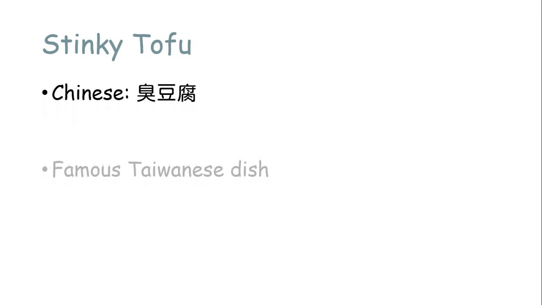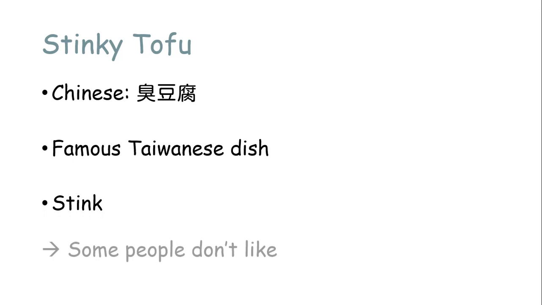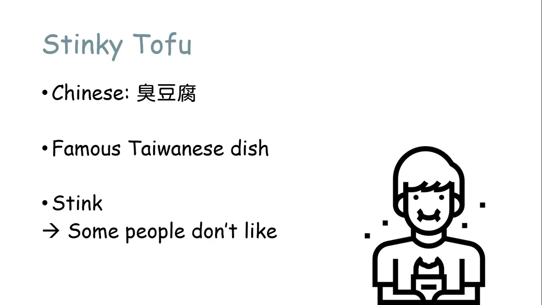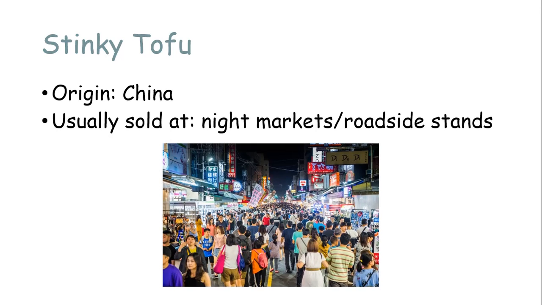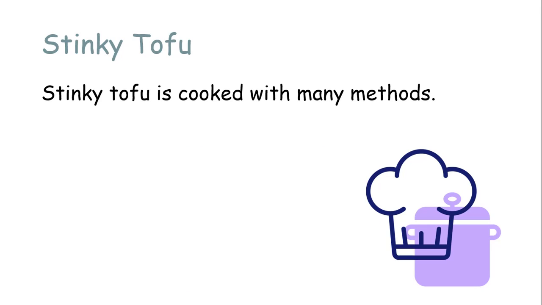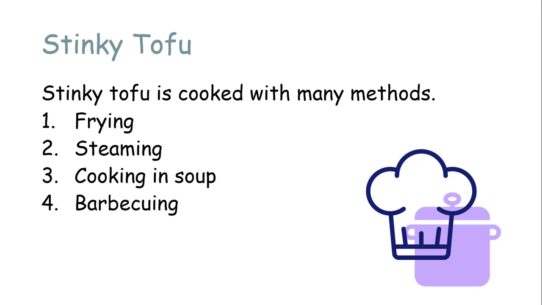Stinky Tofu is called 臭豆腐 in Chinese. It's a famous Taiwanese dish. Because of its stink, some people don't like it. China is the place of its origin. In Taiwan, it's usually sold at night markets and roadside stands. Besides, Taiwanese stinky tofu is cooked with many methods, including frying, steaming, cooking in soup, and barbecue.